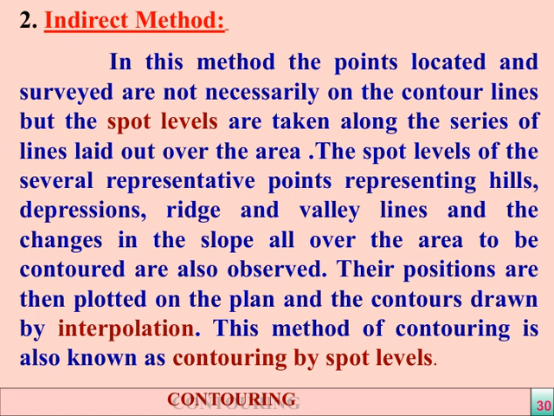This method is often called contouring by spot levels because we're essentially estimating the contours based on the surveyed points rather than directly following the lines. It's a practical approach, especially when direct contouring isn't feasible, and it helps us understand the terrain's slope changes across the entire area. This method is valuable because it provides a detailed and accurate representation of the landscape by analyzing key points, making it a crucial technique in our surveying toolkit.